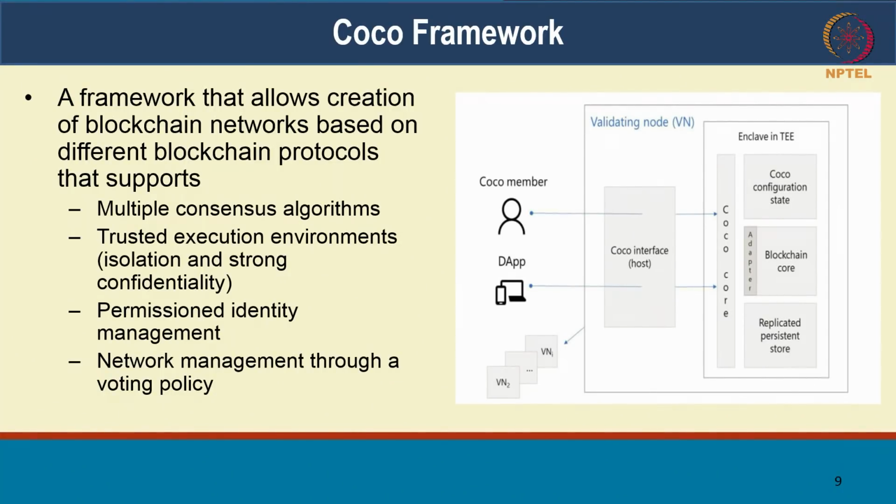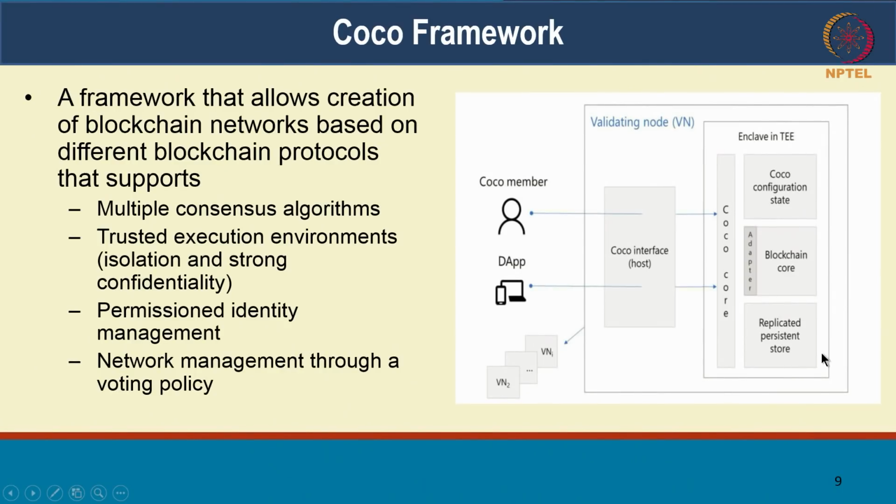You can plug in your own consensus algorithm into that framework for that platform, and it also has the persistent store, right? So it maintains the ledger for you. So there is a blockchain core. This is the pluggable component. You'll have to write an adapter for your favorite blockchain application. You can plug that into Coco Framework, and it will manage the consensus and the transaction execution and so on. And apart from that, it gives you permissioned identity management, and it also uses trusted execution environments.